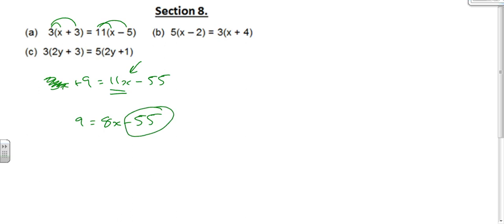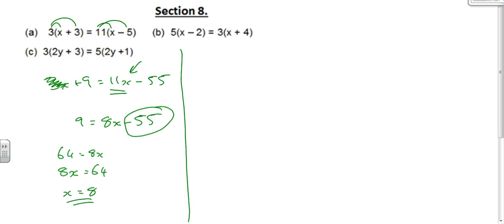The next thing I do is I get rid of this minus 55 by adding it to the other side. So I've got 64 equals 8x. So again, if I write it around the other way, 8x equals 64. So if 8 lots of something is 64, divide by 8, and I've got 1x equals 8. Question B, almost there. So we multiply the brackets. We do 5 lots of x, which is 5x. We do 5 lots of minus 2, and that's going to be minus 10.